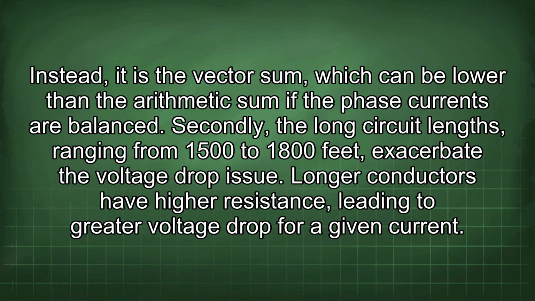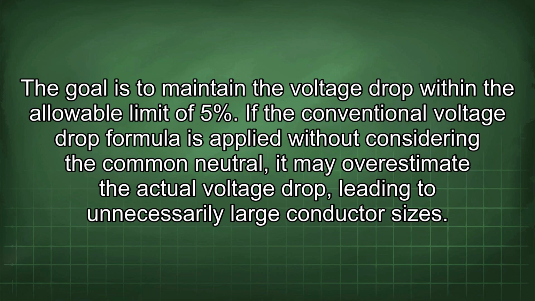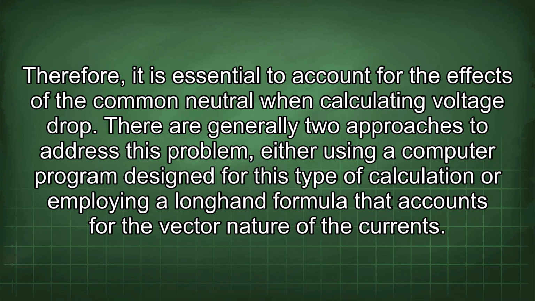Longer conductors have higher resistance, leading to greater voltage drop for a given current. The goal is to maintain the voltage drop within the allowable limit of 5%. If the conventional voltage drop formula is applied without considering the common neutral, it may overestimate the actual voltage drop, leading to unnecessarily large conductor sizes. Therefore, it is essential to account for the effects of the common neutral when calculating voltage drop.